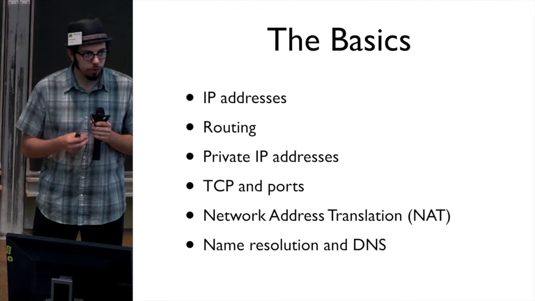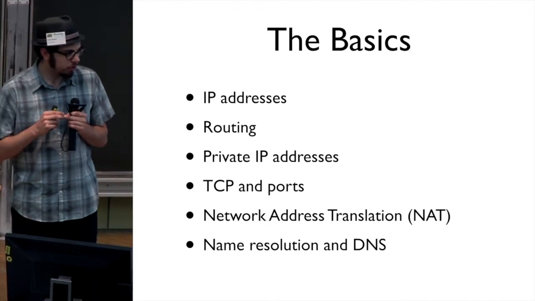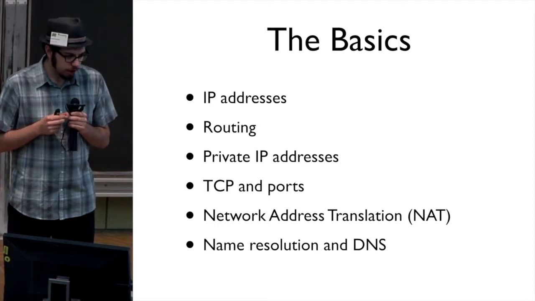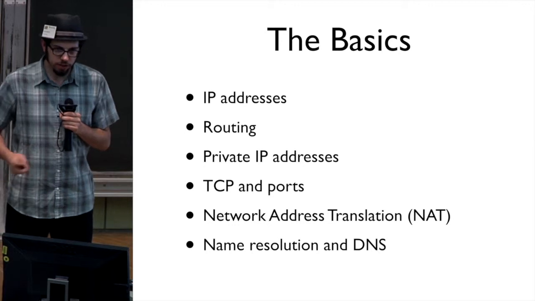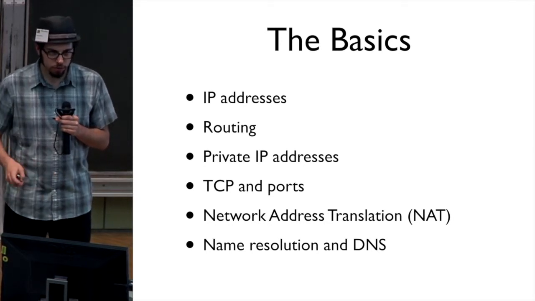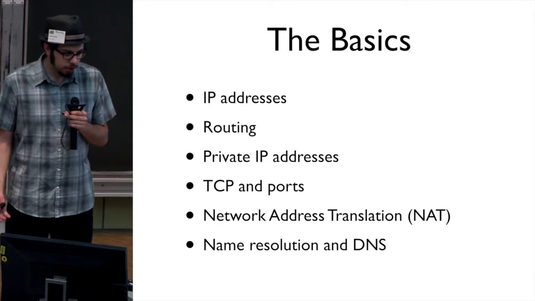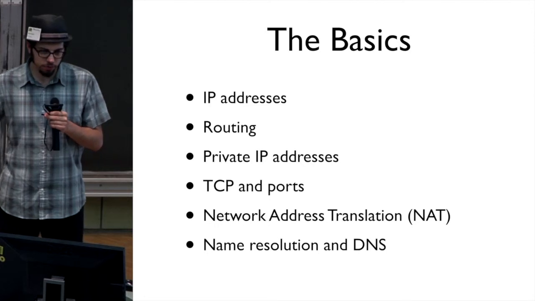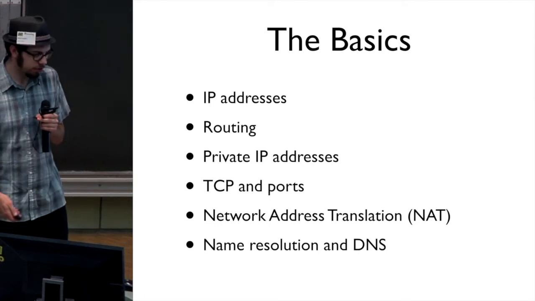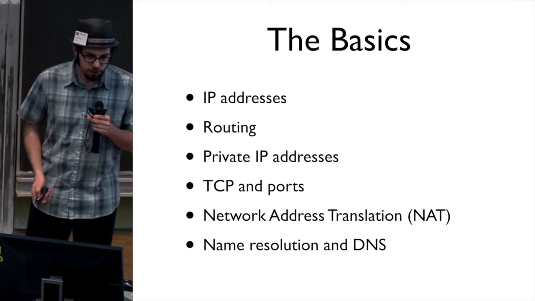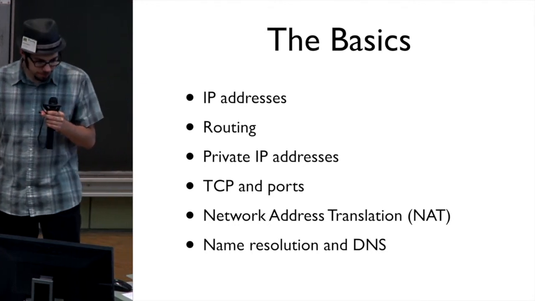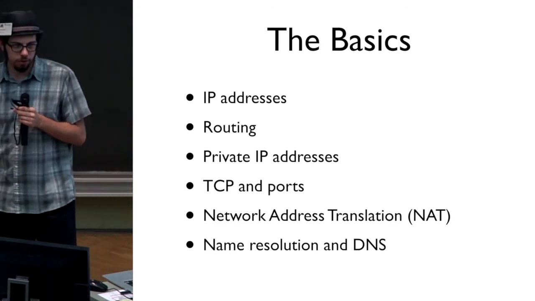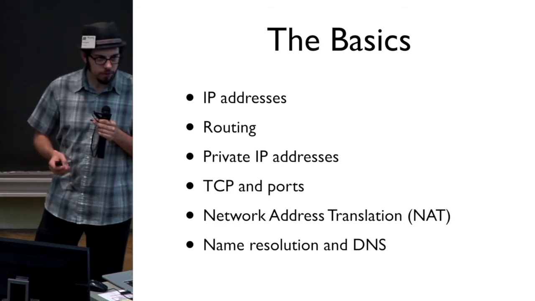I'm sure most of you are familiar with TCP and port numbers. Basically per application addressing within a machine. Network address translation is that layer that lets you use a private IP address and still talk to the internet. And then I'm sure most of you are familiar with DNS, which basically converts human readable names to IP addresses so that we don't have to remember that Willow Garage is 70.35.54.200.